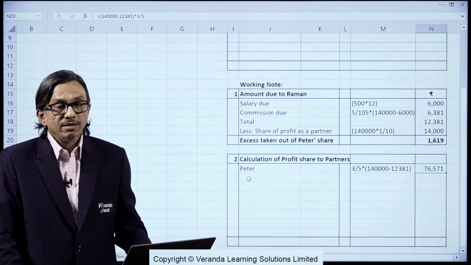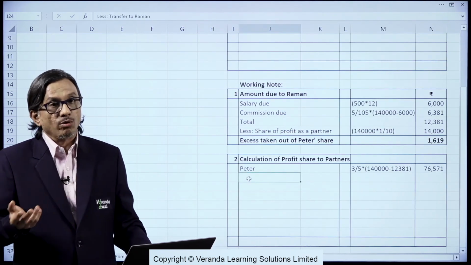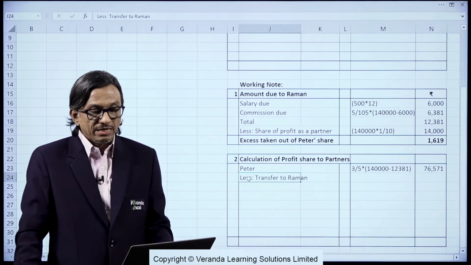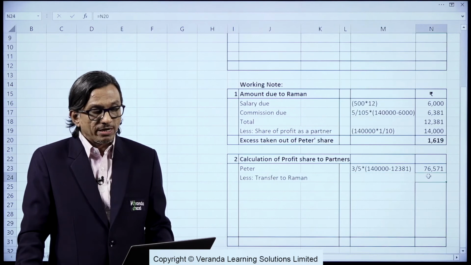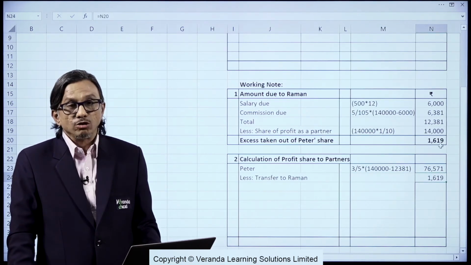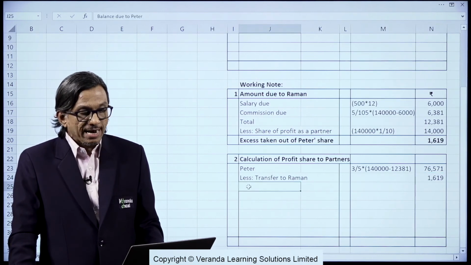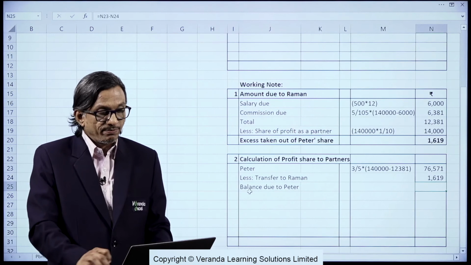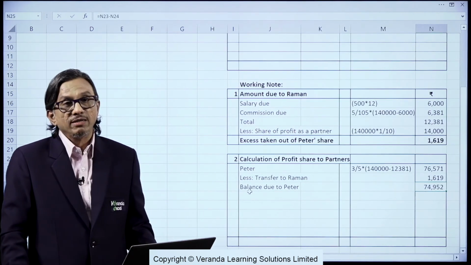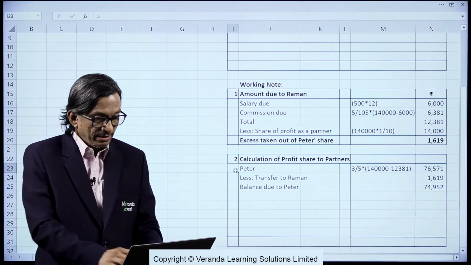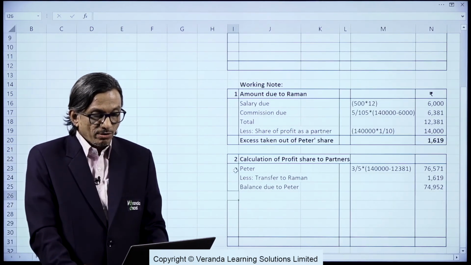But Raman has become a partner. You are going to pay him more. Therefore, the excess which you are going to pay to Raman will be taken from Peter's share. How much? That is 1,619 should be taken from Peter's, and therefore only the balance is payable to Peter. So Peter's profit share will be 74,952. That is A.